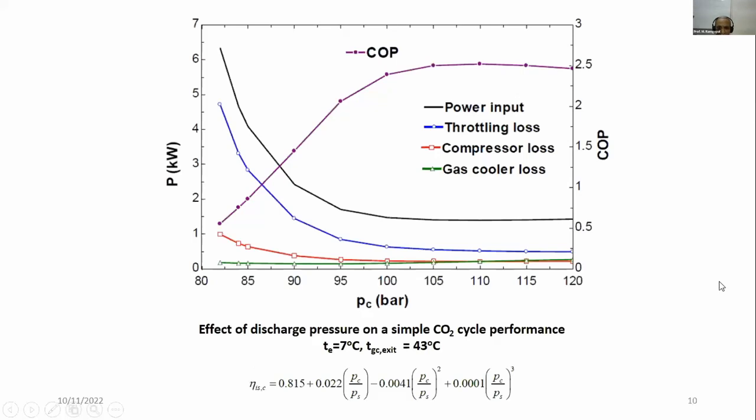Another important thing you can see is that, unlike conventional subcritical cycles, because of the transcritical operation and very low critical temperature, the losses in the expansion device are extremely high. For example, in this figure, the blue line is the throttling loss, next to the compressor loss. The throttling loss is very, very high if I'm using a normal throttle valve. So from the beginning, there have been efforts to reduce this throttling loss, and the ejector is one of the simple solutions for reducing it. Of course, for larger systems, one can also think of an expander, and you can recover the work.